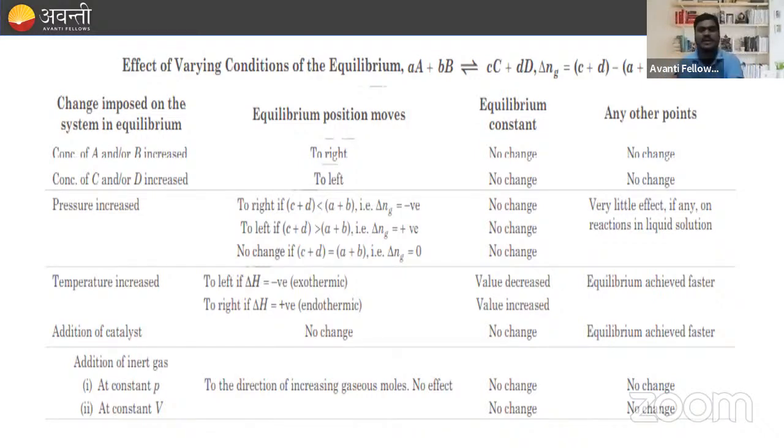If the number of moles of A plus B is greater than C plus D, delta Ng becomes negative. So if delta Ng is negative, then an increase in pressure favors the forward direction, and if delta Ng is positive, the opposite; and if delta Ng is 0, no change, very little effect. Similarly, for temperature increase, it shifts to the left if delta H is negative, that is exothermic, and to the right if it is endothermic. So according to this, you can select. Addition of inert gas at constant pressure shifts toward the direction of increasing gas moles; at constant volume, no effect. Right. So this is how you can understand this.